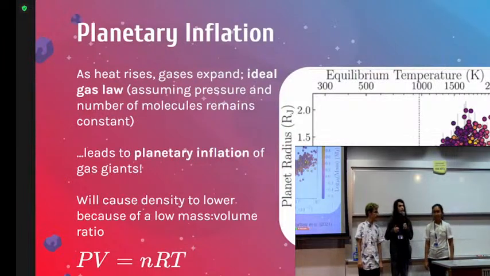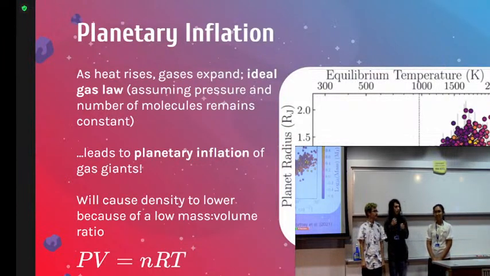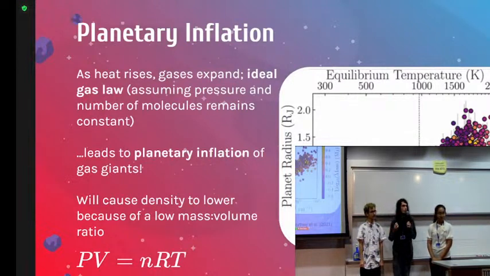The big thing about why some get so big is planetary inflation, which is basically, with the ideal gas law, assuming pressure and number of molecules remain constant, as the heat rises, the gas will expand, which leads to planetary expansion, like inflation of these gas giants. This will cause the density to lower because the mass to volume ratio changes.